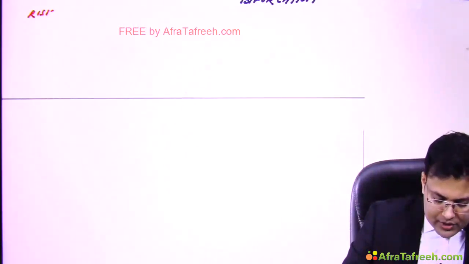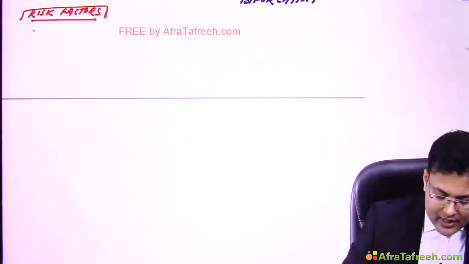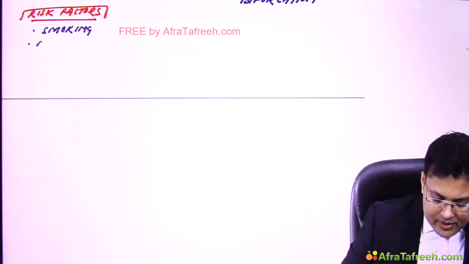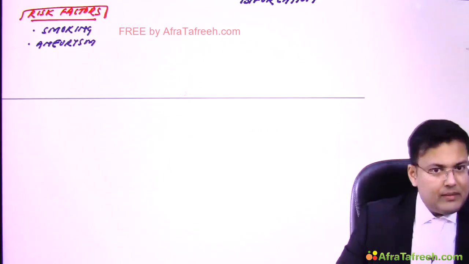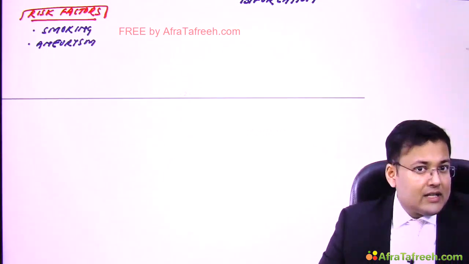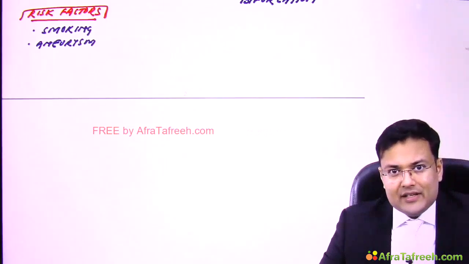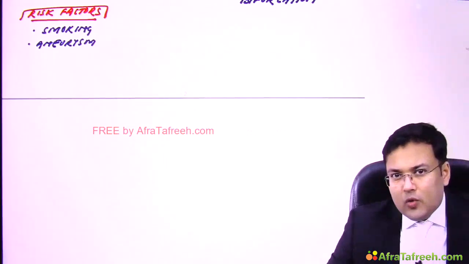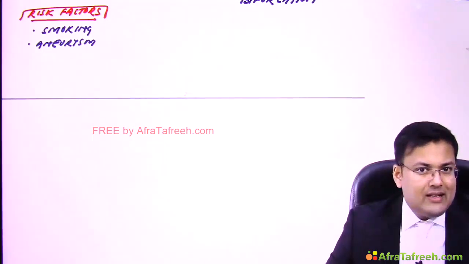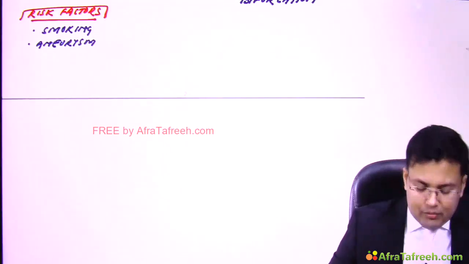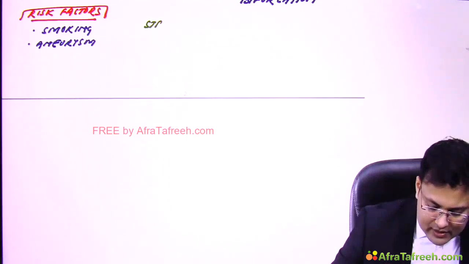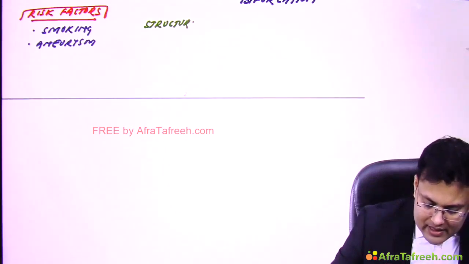Two most important risk factors, and that's smoking and aneurysm. If you remember, there was a question related to Berry aneurysm in pathology. It was asked both in AIIMS and in NEET. And the question was, what is the structural abnormality in Berry aneurysm? Very, very important point.